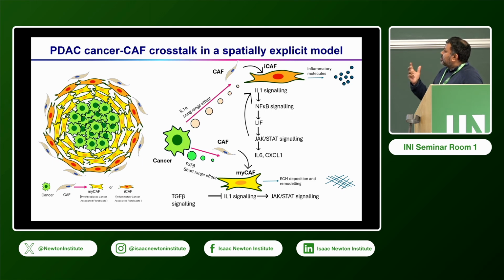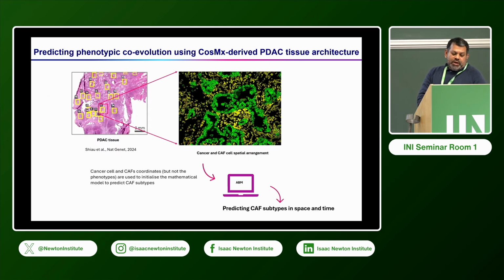Then I implemented these gene signaling pathways in a Boolean network and integrated it into a multi-scale agent-based mathematical model to simulate individual FOVs within tissue samples. I initialized my mathematical model with precise locations of cancer cells and CAFs, and then I asked my mathematical model for CAF subtypes in space and time.